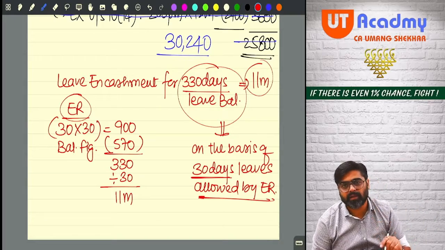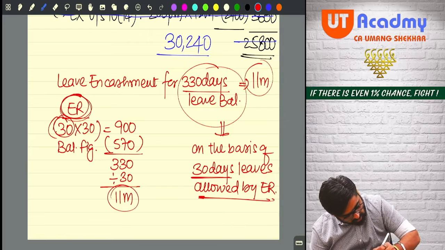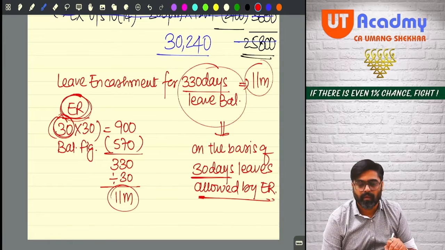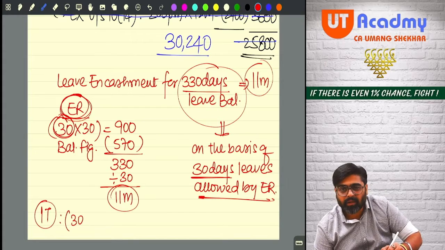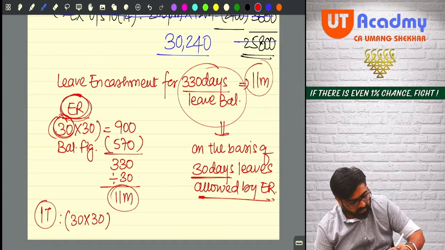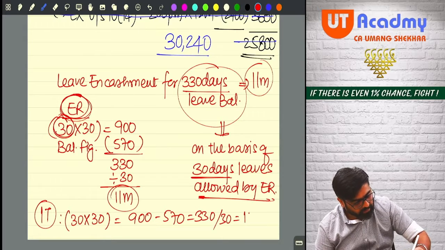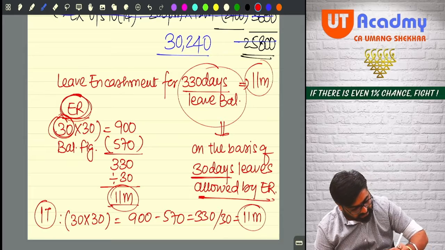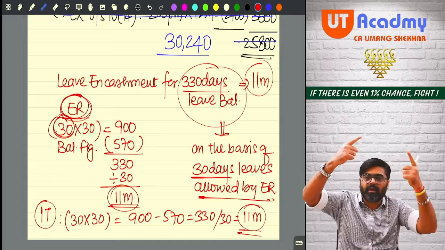And if you divide by 30, you will get 11 months leave credit. This 11 months leave credit is calculated on the basis of leave allowed by employer, which was 30 days only, no? If you calculate the same as per IT rules, IT rules also say maximum 30 into 30 is equal to 900, minus 570 is equal to 330. Divided by 30, you will get 11 months. So as per IT rules also you are getting 11 months, no? Why both are coming same? Because for both, the leave allowed was 30-30.